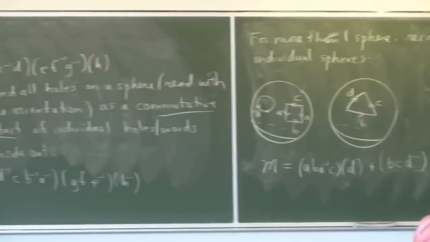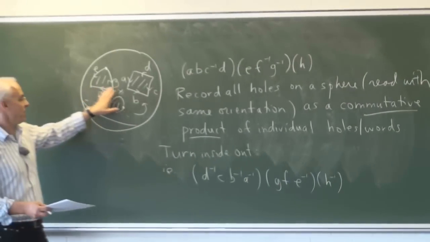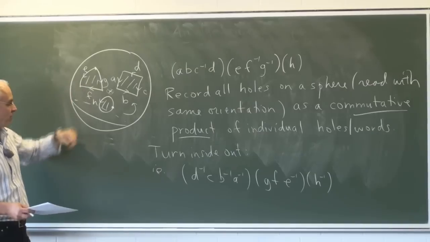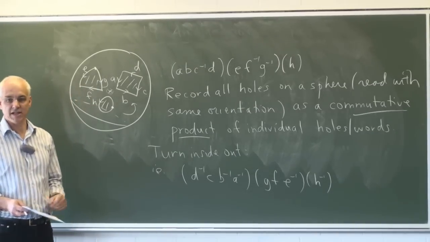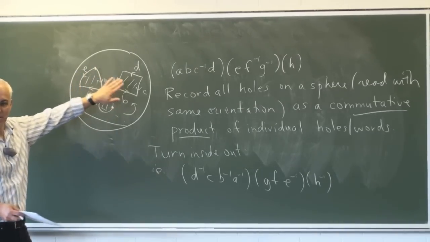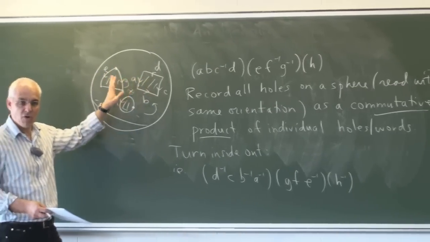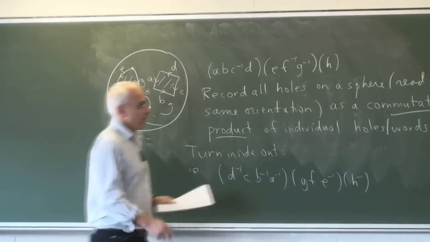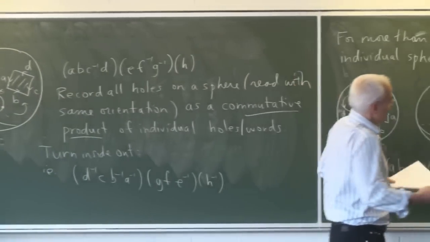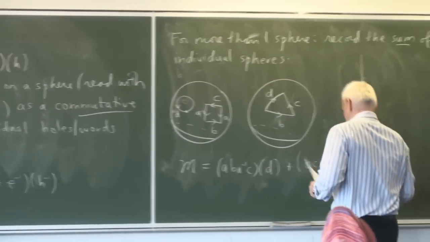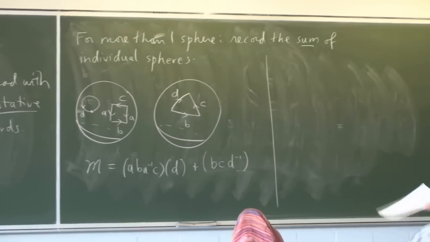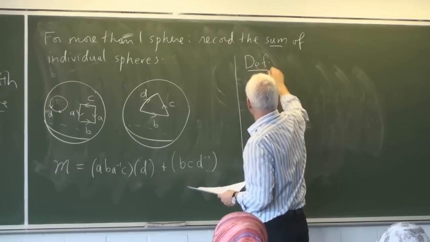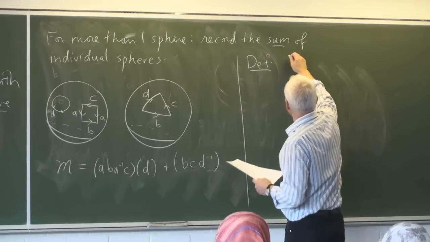There were no edges that were on two different holes. Yeah, the question is, in this example, there were no edges which are on two different holes. Not necessarily. The edges can be common to different holes or to different spheres. They can be distributed as they like. In fact, now we can sort of think of a combinatorial surface as an expression like this, if we want to.